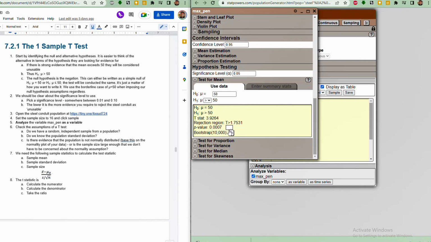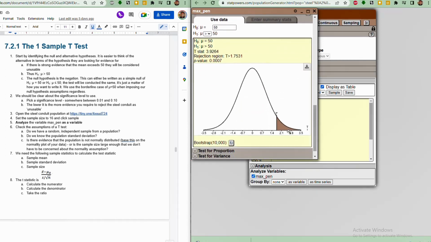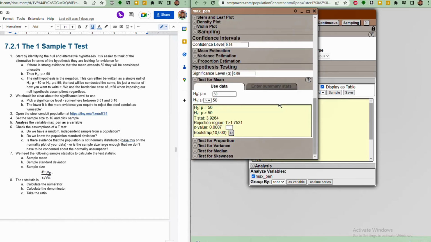In fact, you can even look at a visualization of your t-statistic. Here it is, kind of out in the tail, further away, and this shaded region is what's called the rejection region. It's a little bit more of a classical approach to t-tests.